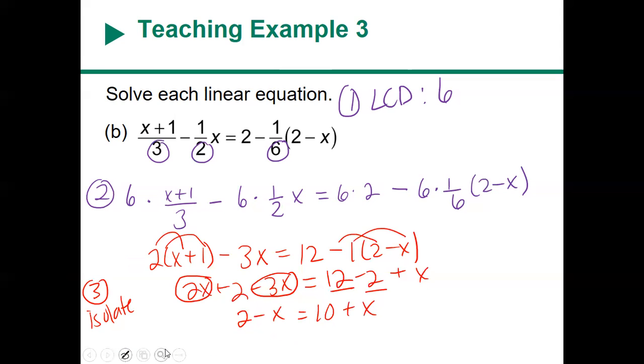What do I need to do? Isolate the variable. So I need to get the variable to one side. So I'm going to subtract 2 and subtract x, which leads me to negative 2x equals 8. Still not isolated. And then divide by negative 2. So x equals negative 4.